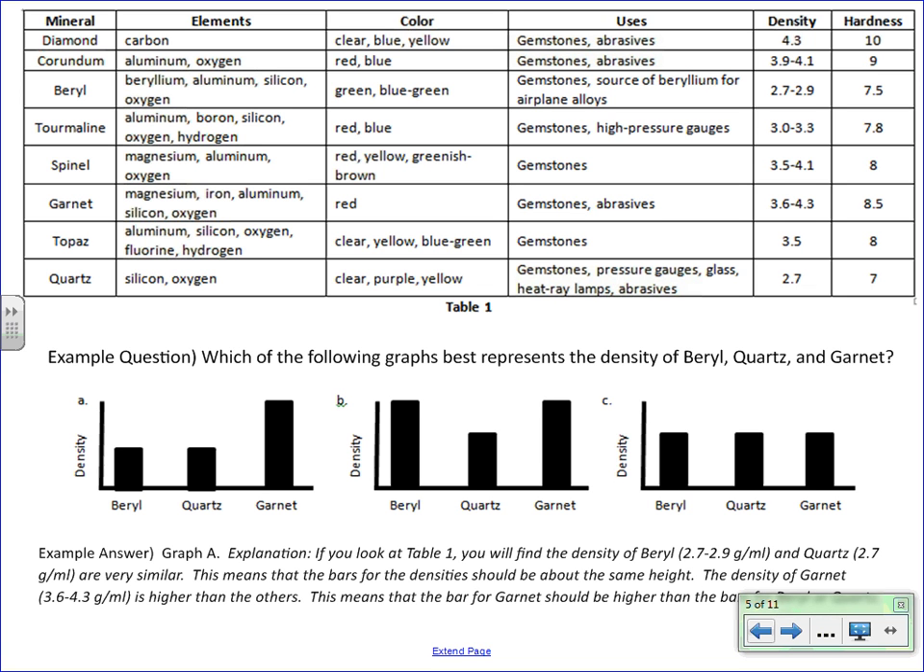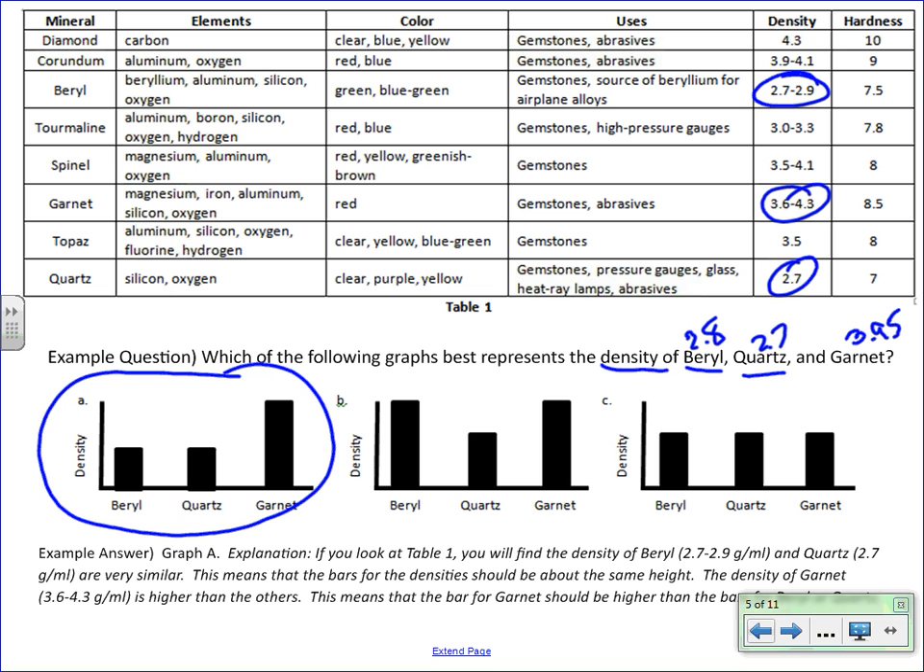So start off with beryl. First off, we're looking for density. So beryl density, 2.7 to 2.9, so we can go in the middle and just say it's 2.8. Quartz density, 2.7. And garnet density, 3.6 to 4.3 would be like 3.95, somewhere in the middle there. Two of them very close to each other, one higher than the others, and which is the only graph that makes sense? A.